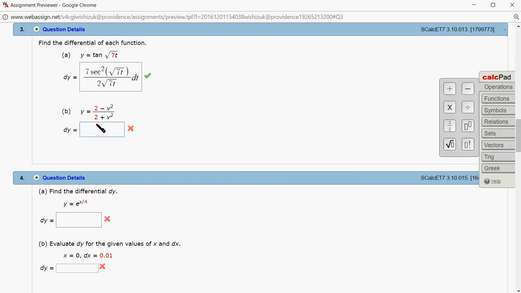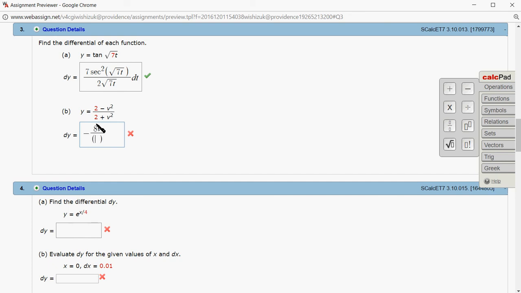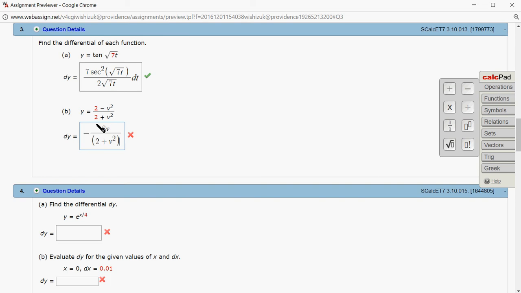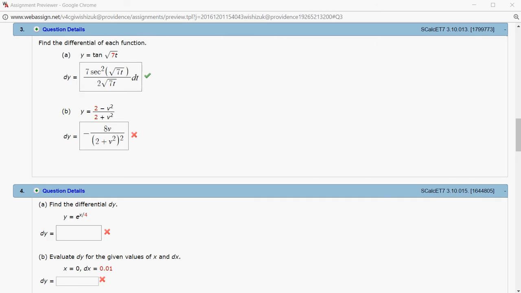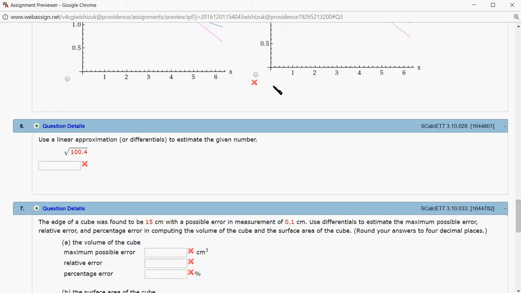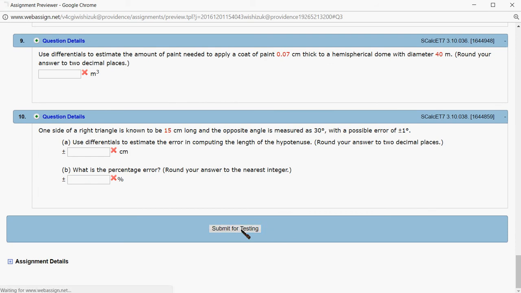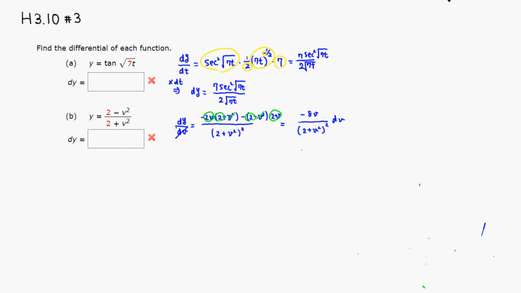So we have negative 8v divided by 2 plus v squared. Alright, so let's check. Submit for testing. Again, I forgot to put dv there, sorry. dv. Alright, check again. It came back and looks like we got this one correctly. Alright, that's it. I hope that this was clear.